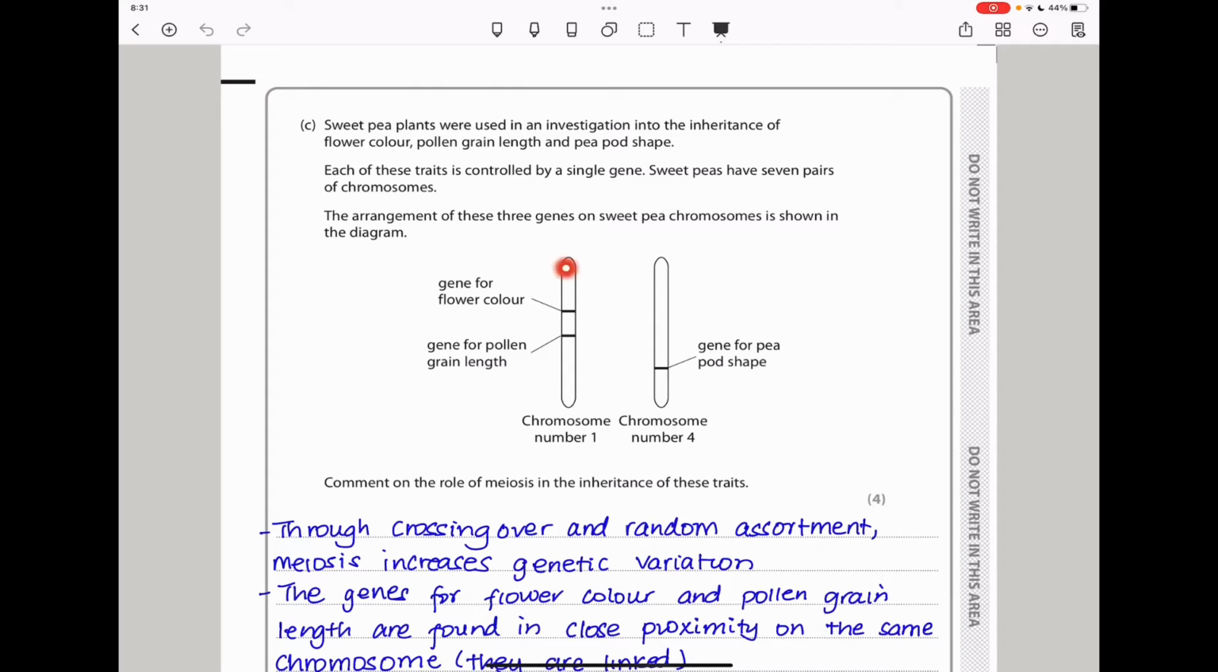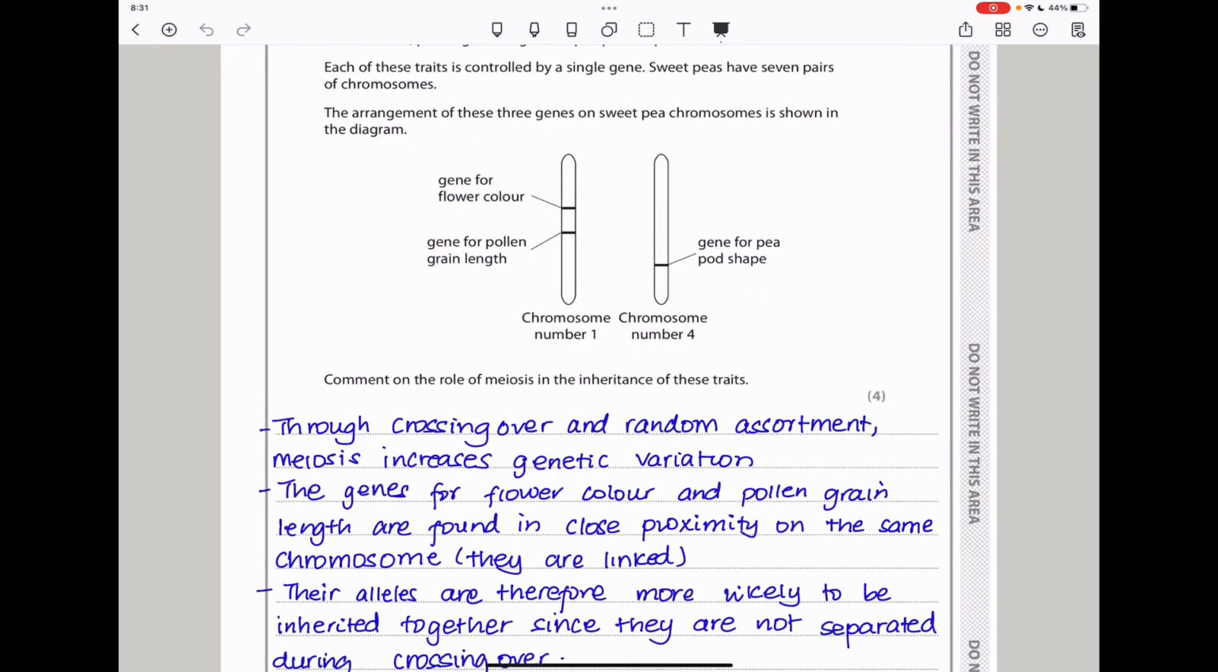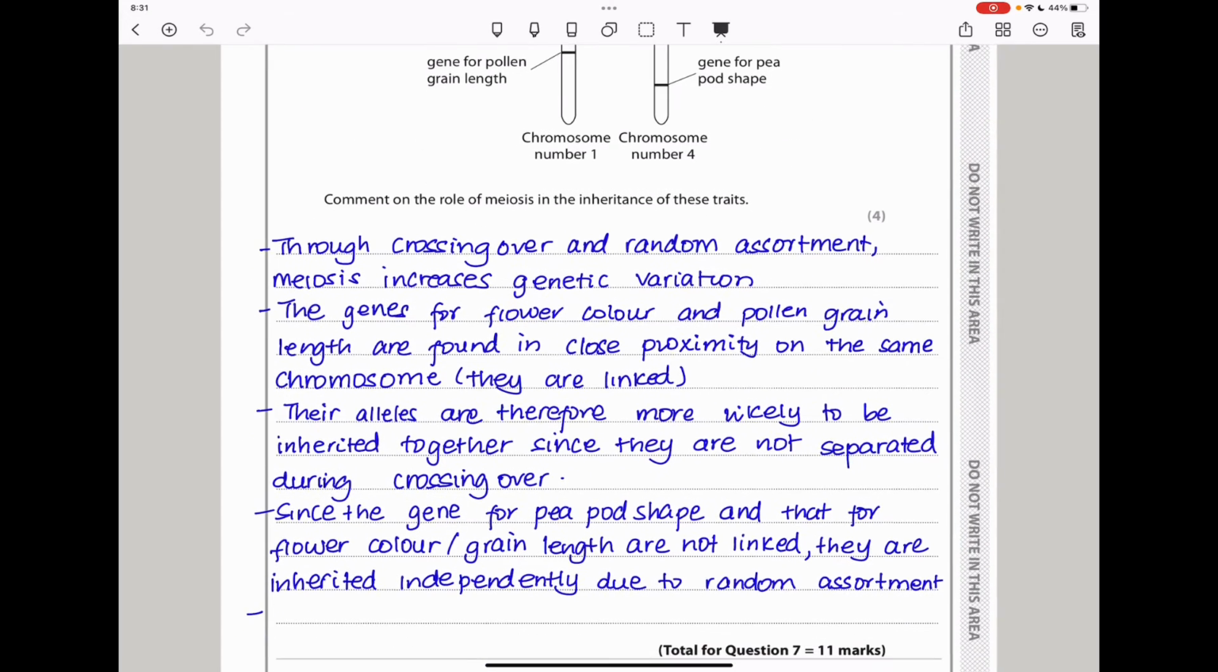So we have chromosome number 1 has 2 specific genes they're giving us. There is a gene for flower color, and there is a gene for pollen grain length. On this side, we have a gene for pea pod shape on chromosome 4. So they say, comment on the role of meiosis in the inheritance of these 3 traits. One thing we need to know is during meiosis, there is random assortment and there is crossing over.